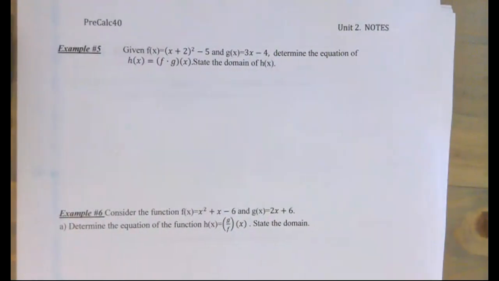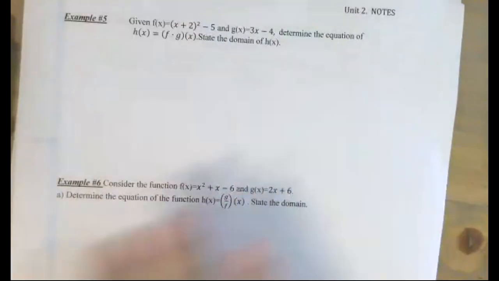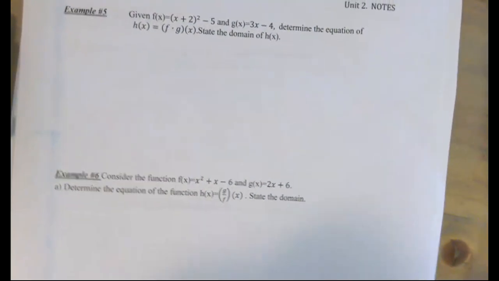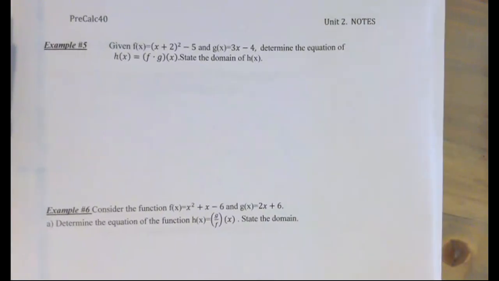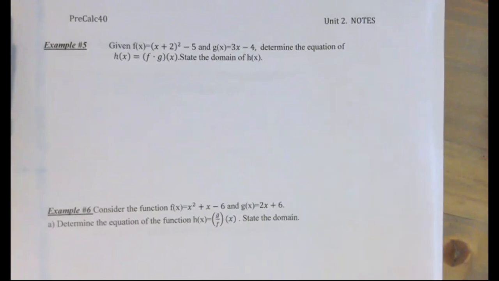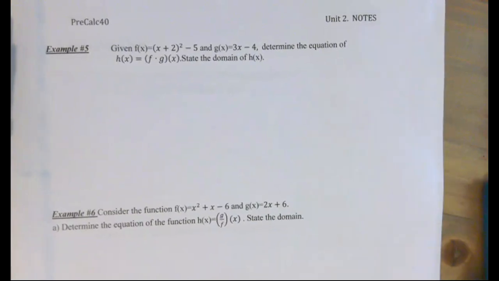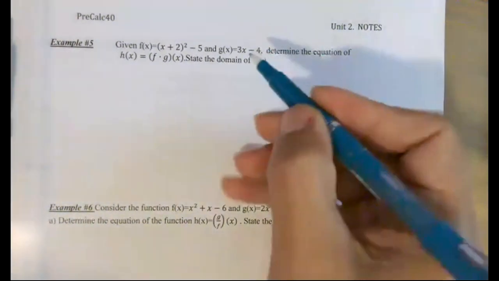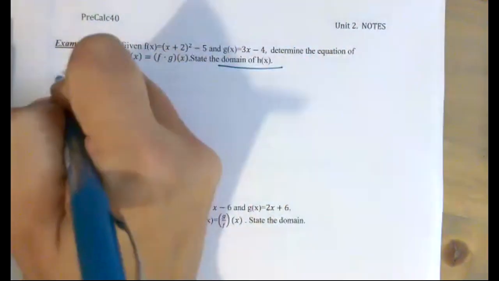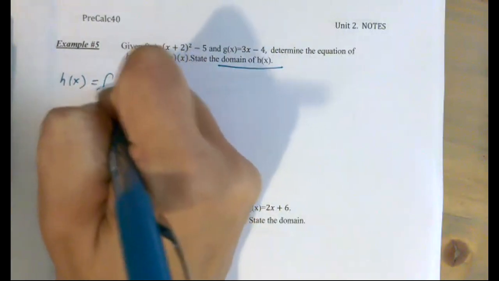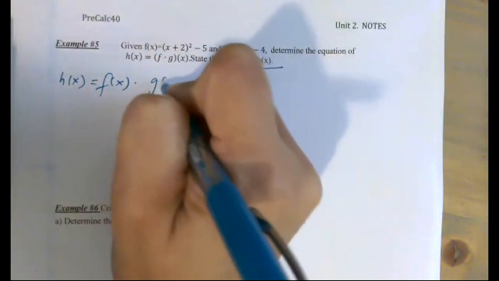So let's do some more examples. Given f of x is (x plus 2) squared minus 5 and g of x is 3x minus 4, determine the equation of h of x, which is f times g of x, and then the domain of h of x. This one we've done already, the equations. All we have to do now is also figure out the domain of h of x. So h of x is f of x times g of x.